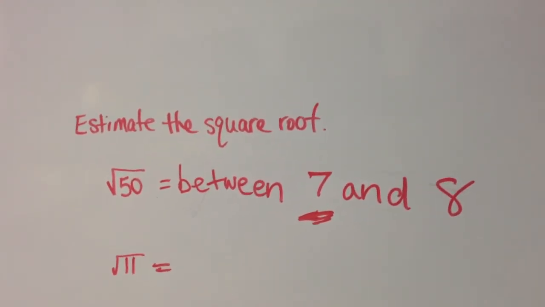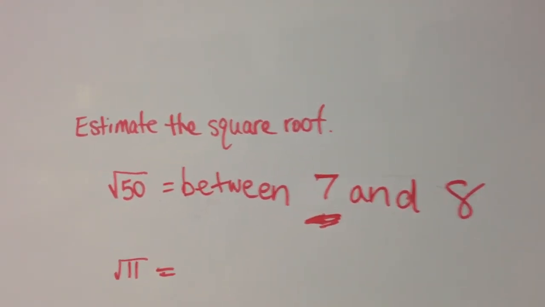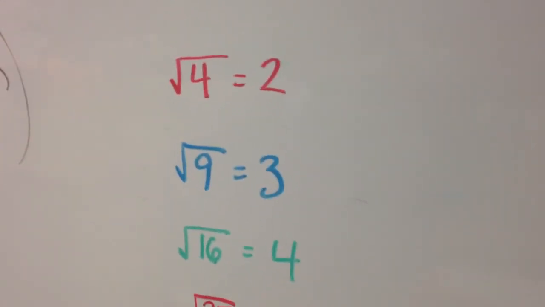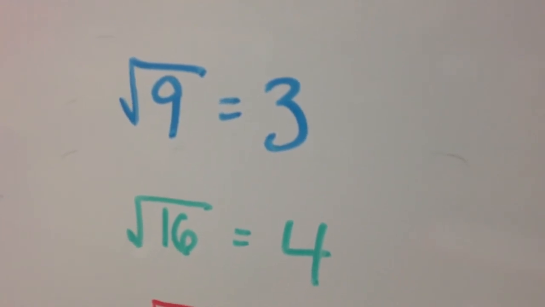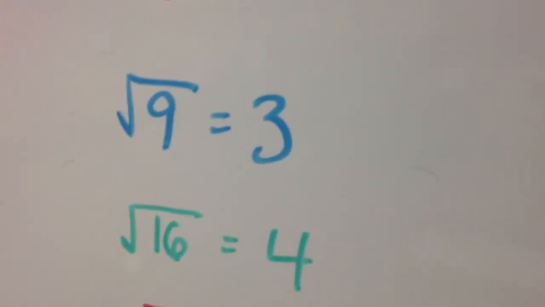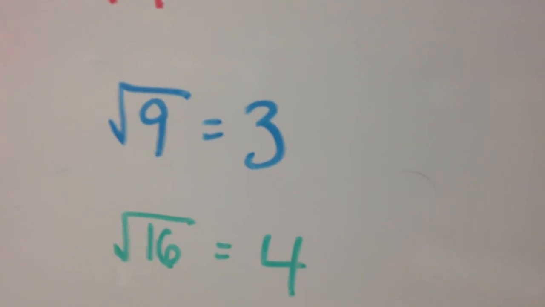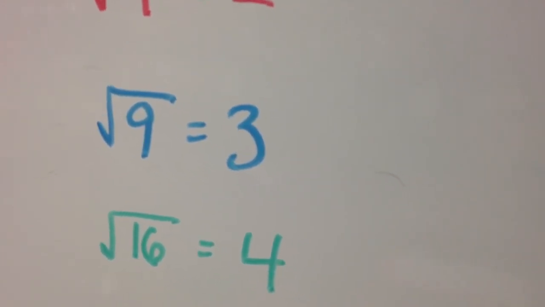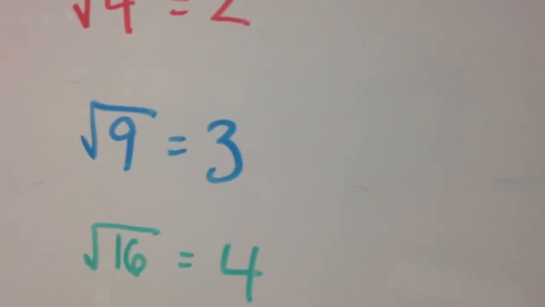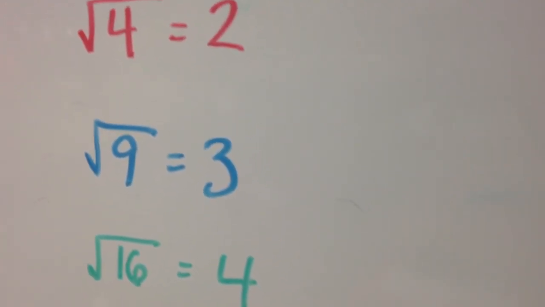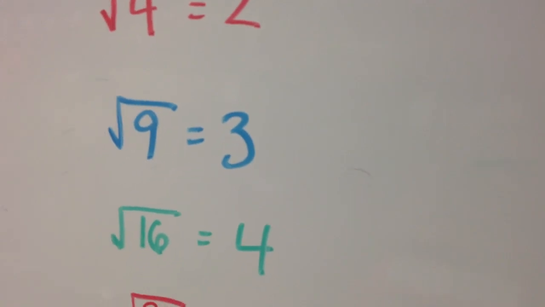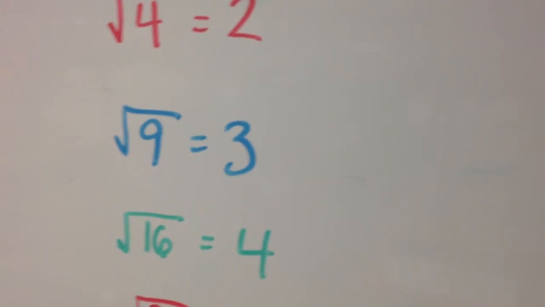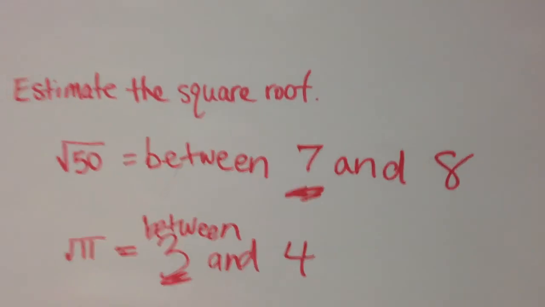The square root of 11. So we're going to look back at our perfect squares. 11 is going to fall between 9 and 16, those perfect squares. So we know that the square root of 11 is going to be between 3 and 4. And it should be closer to 3 because 11 is closer to 9. Okay, so I have our answer updated over here.